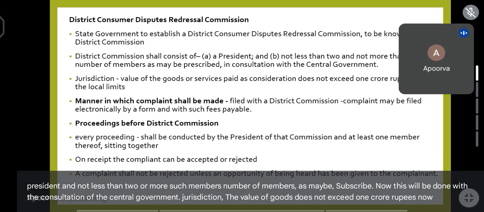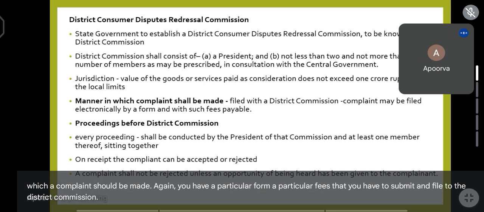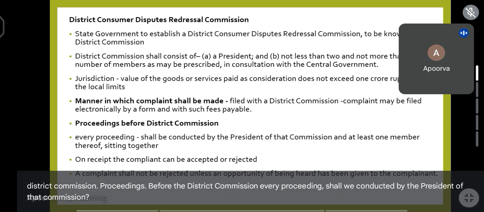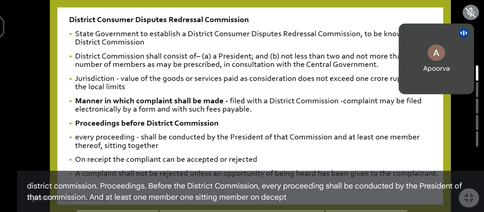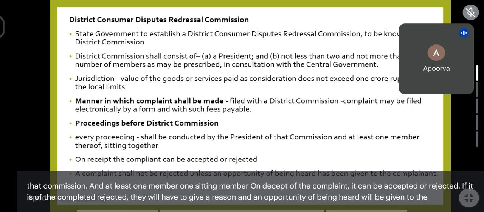Regarding the manner in which a complaint should be made, again, you have a particular form and a particular fee that you have to submit and file to the district commission. Proceedings before the district commission: every proceeding shall be conducted by the president of that commission and at least one sitting member. On receipt of the complaint, it can be accepted or rejected. If the complaint is rejected, they will have to give a reason, and an opportunity of being heard will be given to the complainant.